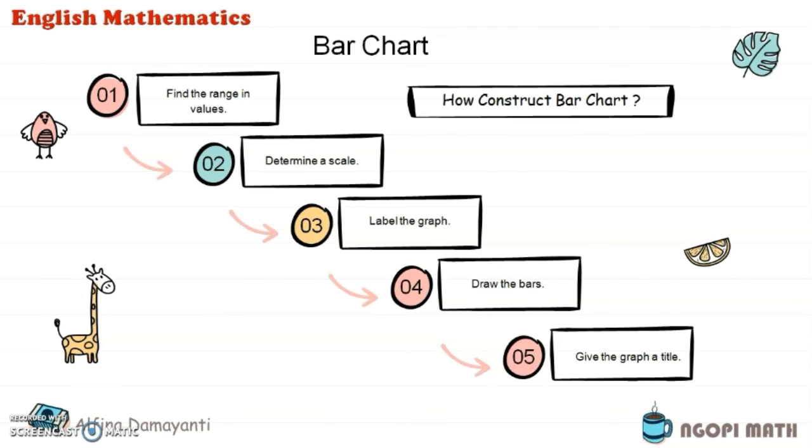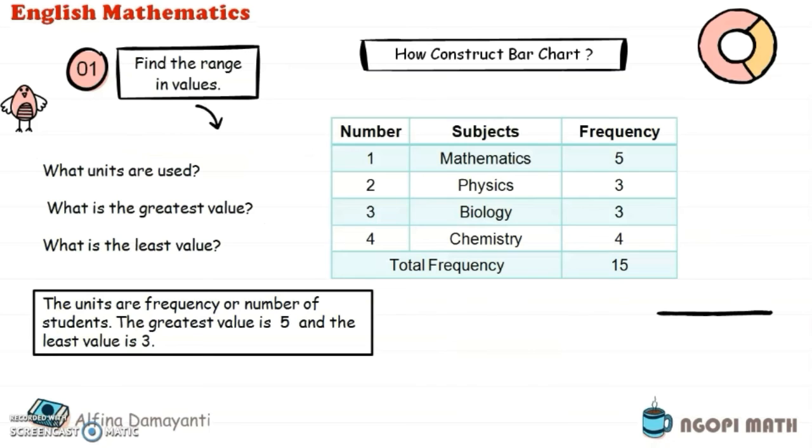How to construct a bar chart? There are 5 steps to construct a bar chart. First, find the range in values. To find the range in values, we can ask: what units are used, what is the greatest value, and what is the least value. The units are frequency or number of students. The greatest value is 5 and the least value is 3.